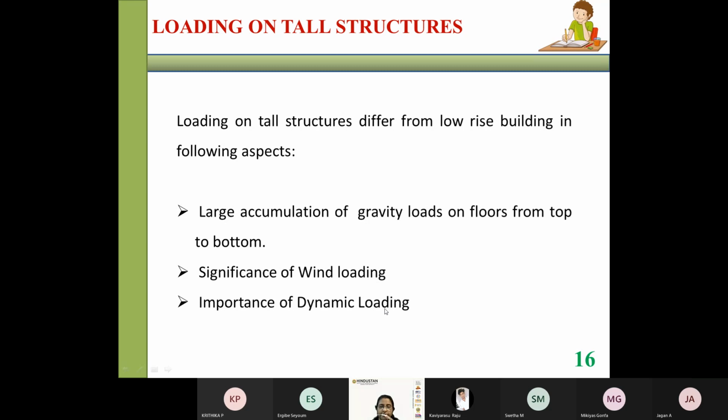Similarly, the importance of dynamic loading. Dynamic loading means it is an unexpected loading, time to time, like earthquake or snow. Such loadings are the dynamic loadings. So these three important aspects have to be considered when you analyze a tall structure and when we consider the loading on tall structures.